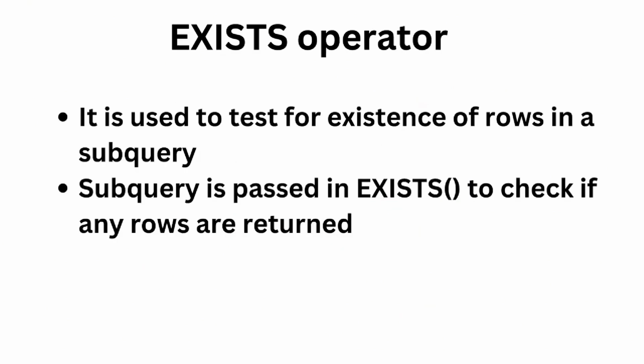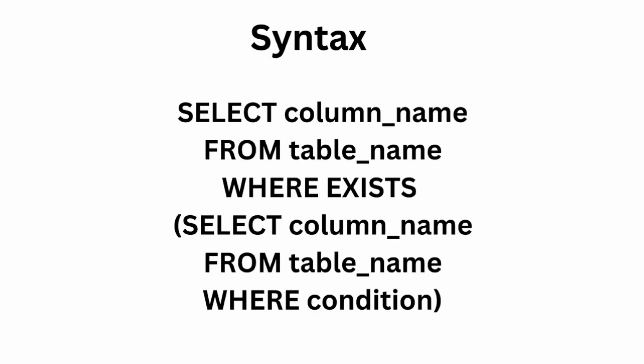Now, the exists operator is used to test for the existence of rows in a subquery. Typically, a subquery is passed in the exists function to check whether or not any rows are returned with the subquery. So a typical syntax would look like this. We say select some column name from some table name where exists and then the actual subquery. So select column name from table name where we have some sort of condition. And then that's going to return true or false depending on whether or not there were any rows returned. So subqueries and exists are really best learned through example.